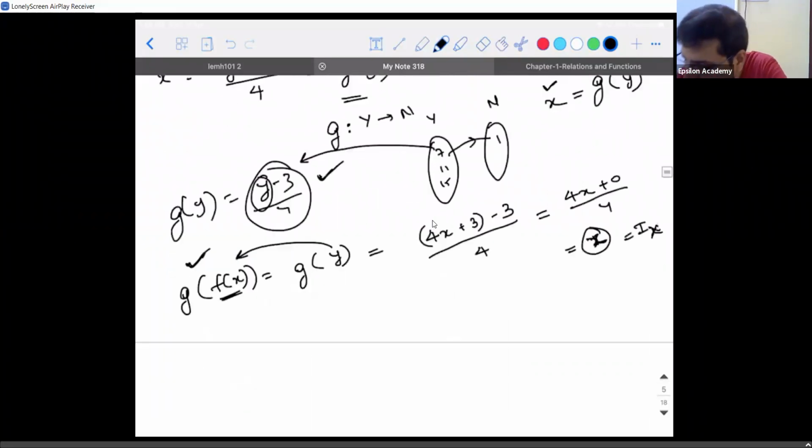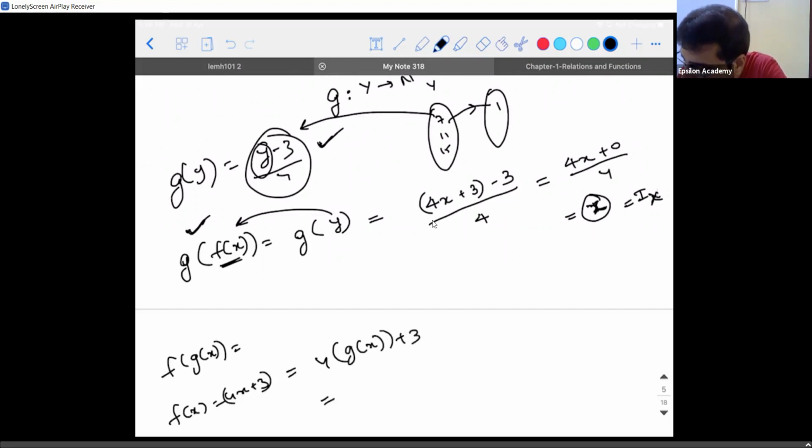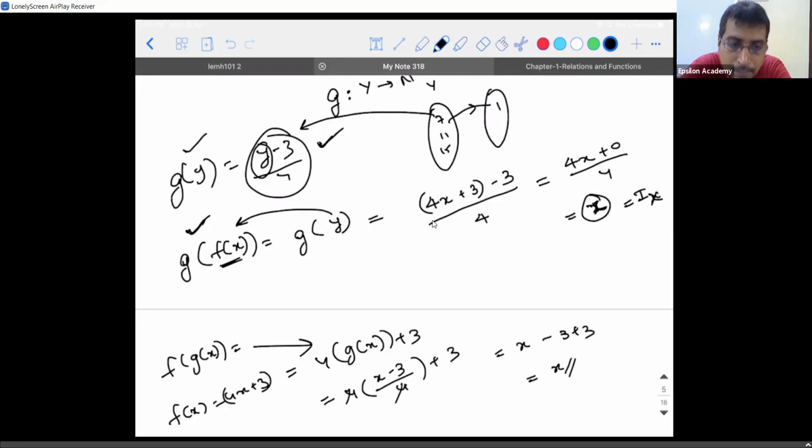Similarly, if you do f of g of x, what are you supposed to get? Y. So we know that f of x is equal to 4x plus 3. 4 into g of x plus 3 will be how much? 4 into, what is the value of g of x? G of y is y minus 3 by 4. Now g of x is x minus 3 by 4, plus 3. 4 and 4 will get cancelled. X minus 3 plus 3 will give you x. Sir, we're supposed to get y, sir. This is I of y.